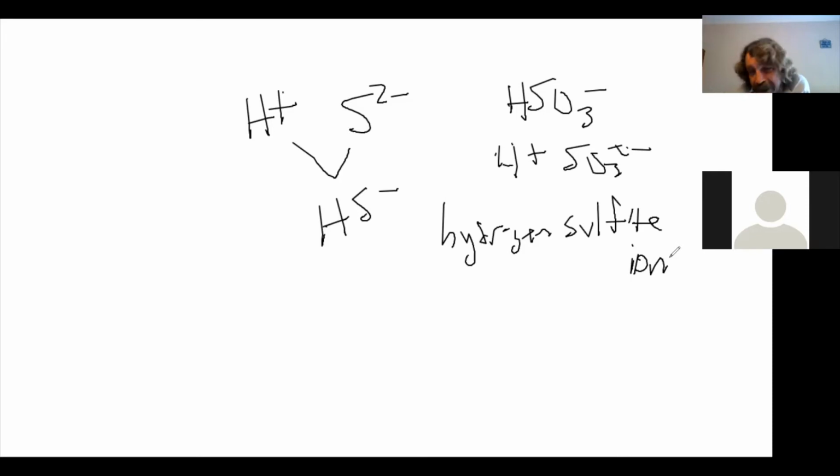Now, so we covered ions. Now we're going to talk about compounds. There's three types of compounds. There's ionic compounds, covalent compounds, and acids.